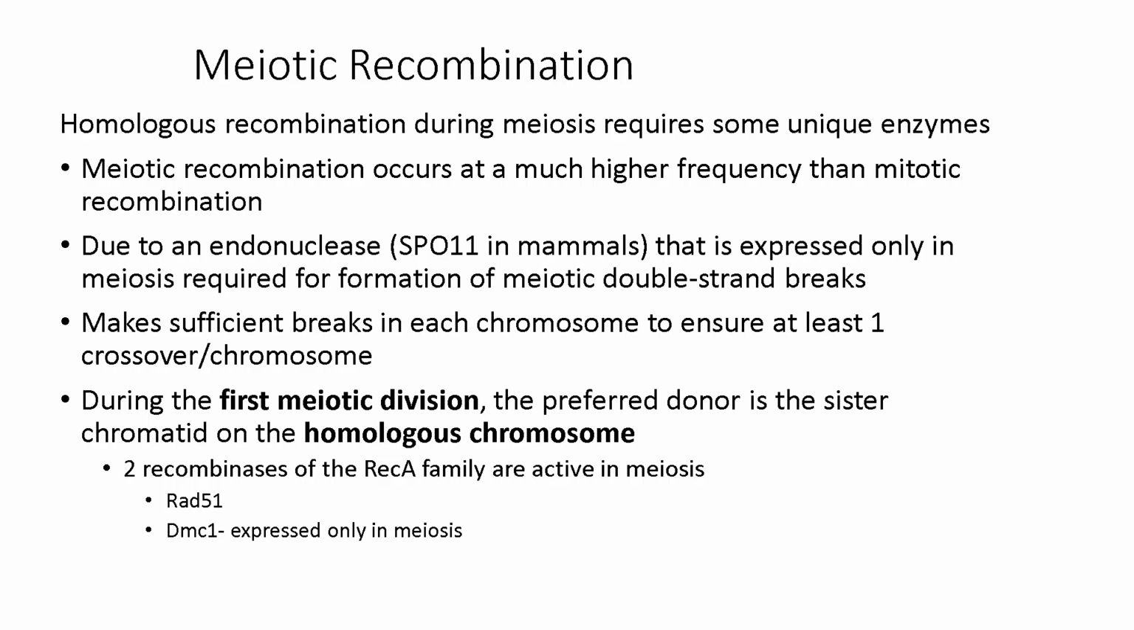During meiosis I, the preferred repair template is the homologous chromosome rather than the sister chromatid. The recombination process is facilitated by two recombinases, Rad51 and DMC1, both members of the RecA protein family, with DMC1 being uniquely expressed during meiosis.